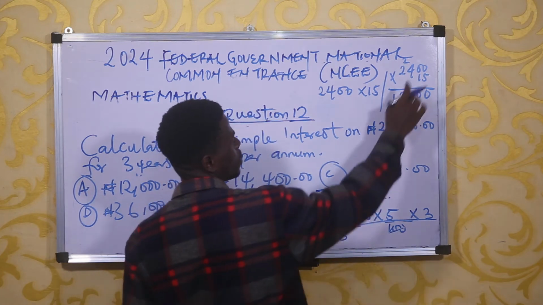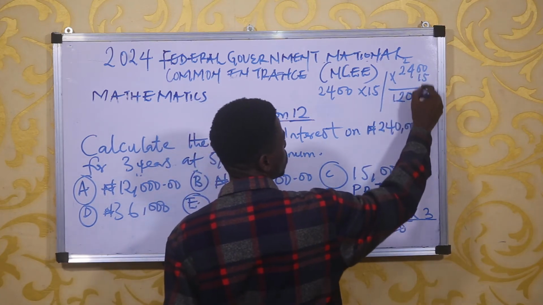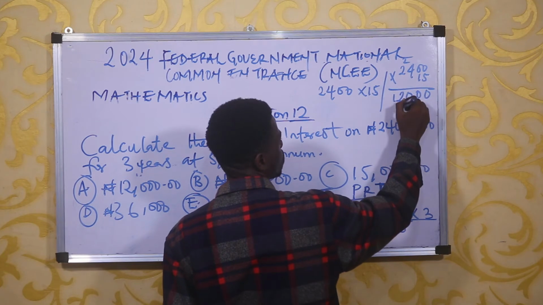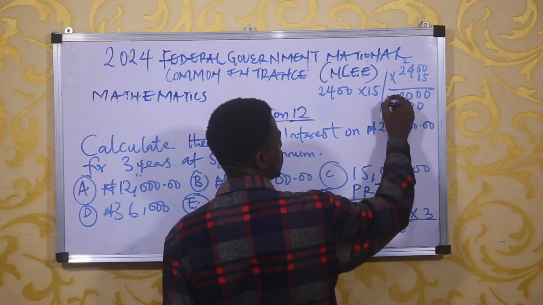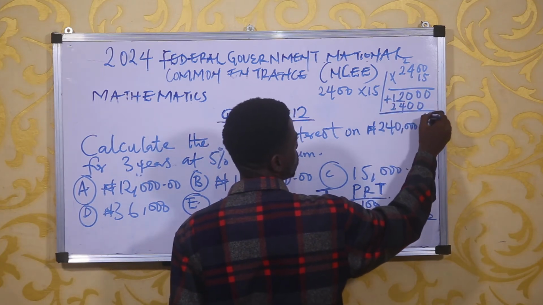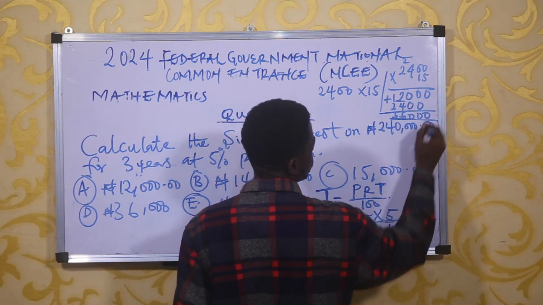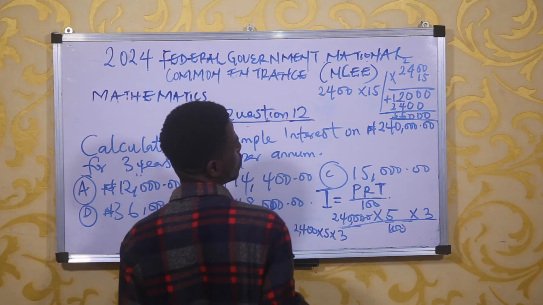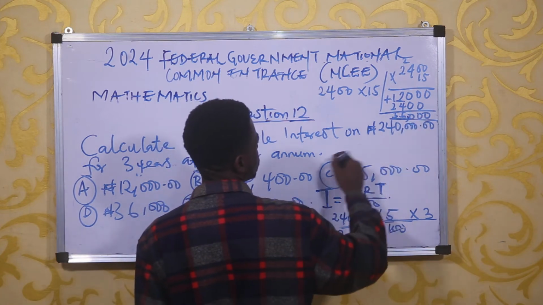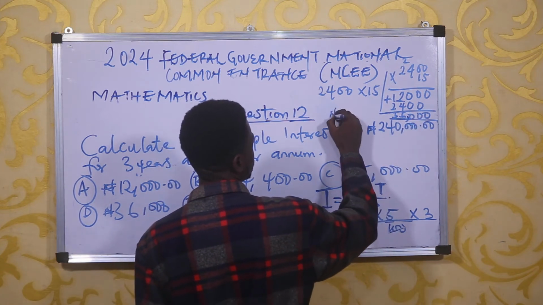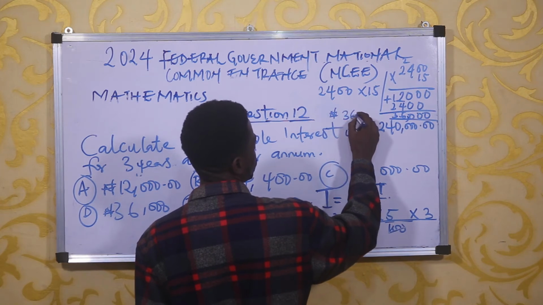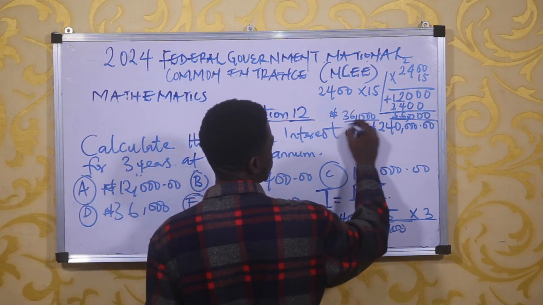Now let's multiply. 1 times 0 is 0. 0 times 0 is 0. 1 times 4, then 1 times 2. Then let's add now. We have 36,000. So our interest there is 36,000 naira. That's our interest there.